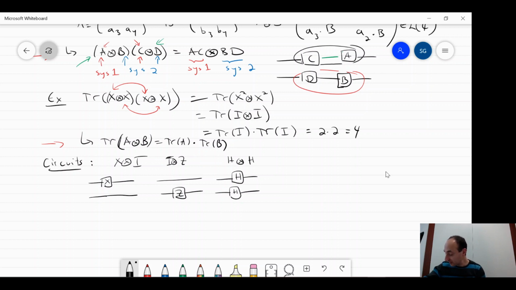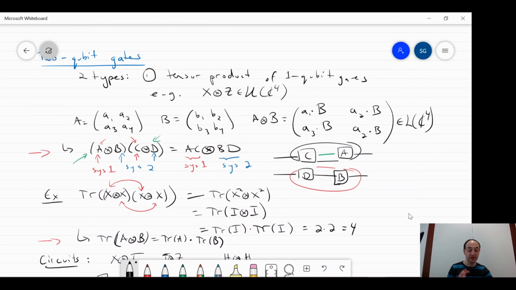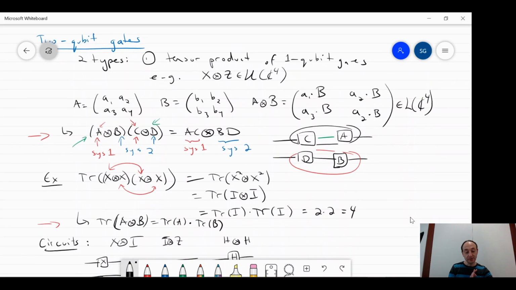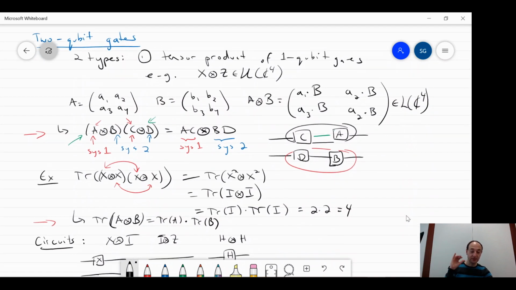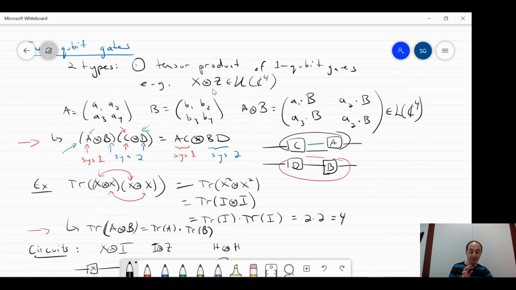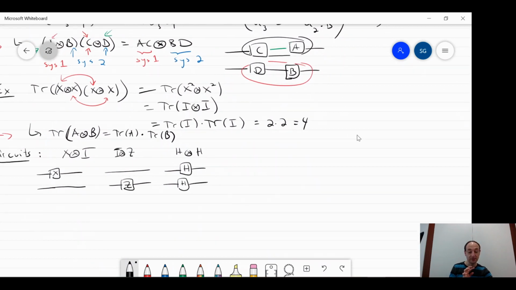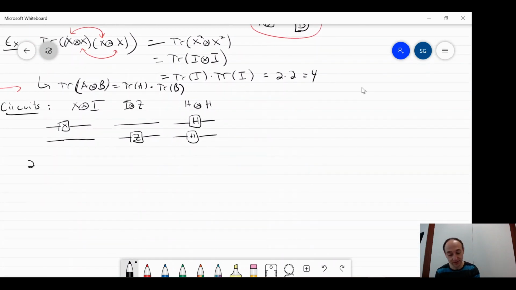Now, the first type of 2-qubit gate, remember, is a tensor product, like this, x tensor z. The other type of gate is something that's genuinely a 2-party operation. It can't be written as a tensor product of 2 smaller gates. So maybe this is what I'll call genuine 2-qubit gates. And of course, these are just some unitaries acting on C4.